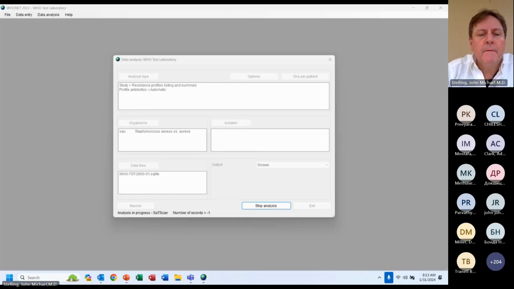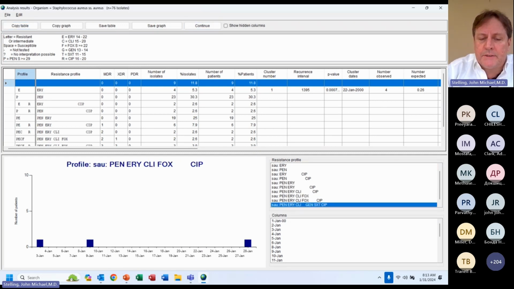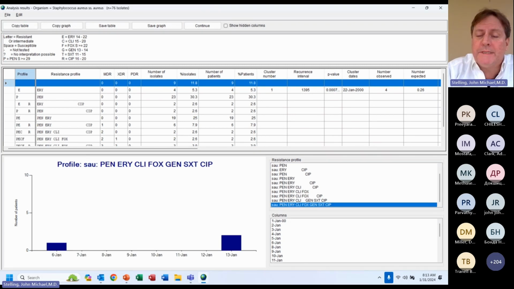Continue. And I just showed you this. So yes, we have here many, many resistance phenotypes, but only one of them was statistically significant. I will click on Continue.